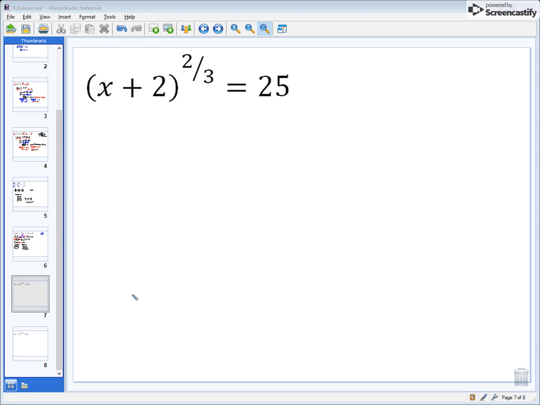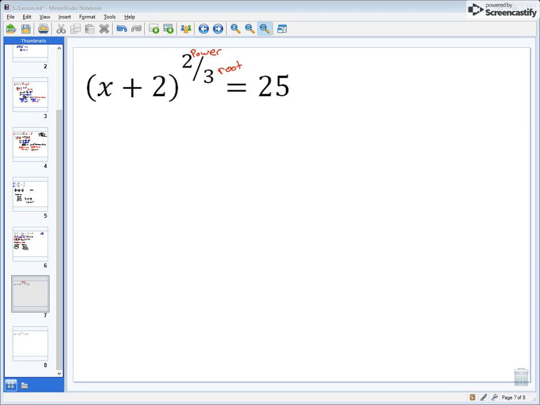Now these last two problems look a little bit different because they have fractional exponents. When you have fractional exponents, remember that the top number in the exponent is the power, or in other words, it's being raised to the second power. The bottom number of the fraction is the root, or in other words, this one is going to take the third root. So we have x plus 2 being raised to the second power and then taking the third root.